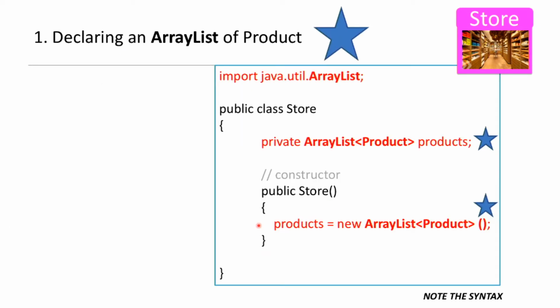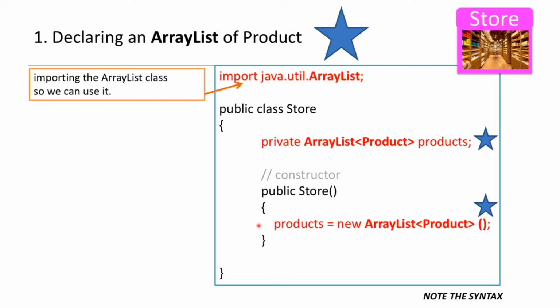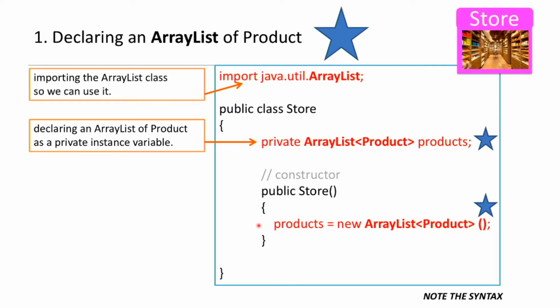So let's look at how we use our array list in this application. In the previous application, we had an array list of strings. In this application, we're going to have an array list of product. Before we can use an array list, we need to import the ArrayList class from the Java util package, which we do here. Then inside the class, we're going to declare our array list.